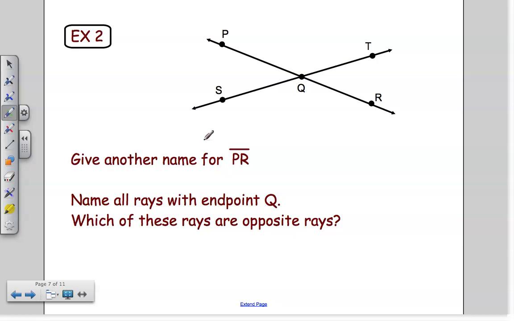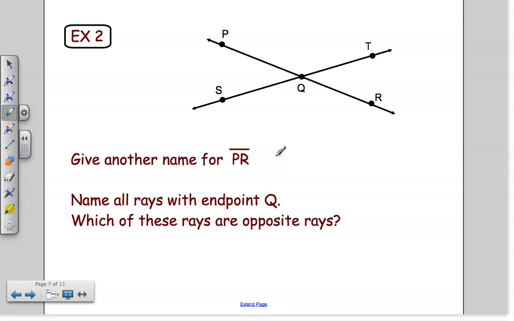Another example here, looking at this picture, give another name for PR. What are we talking about here? This is a line segment, because you notice there are no arrows, so it's a line segment PR. That would only be talking about the segment between P and R. Since we're saying line segment, there's no arrows, I'm not interested in this part that goes out forever, only the segment between P and R.